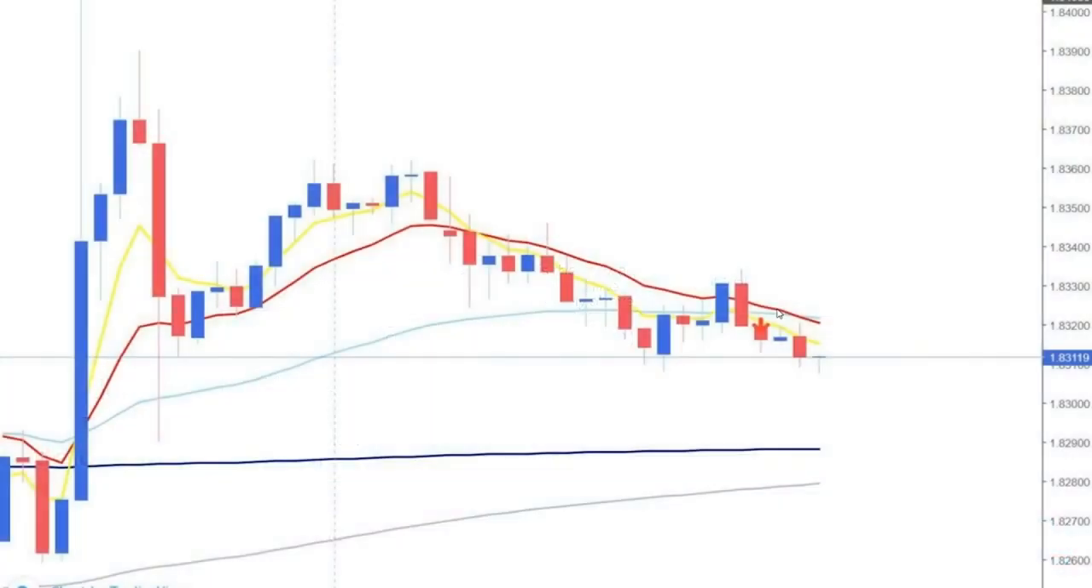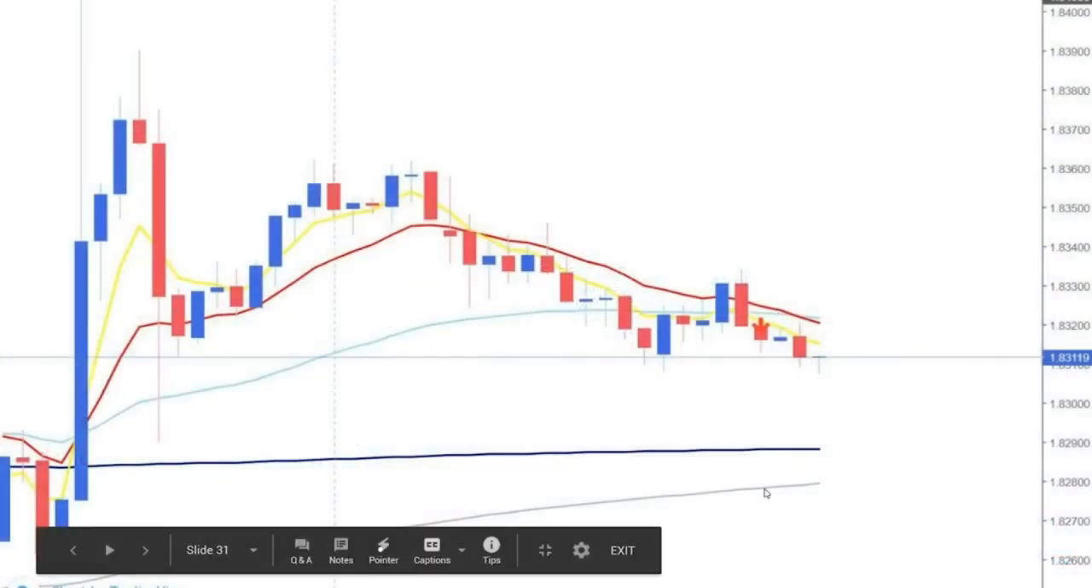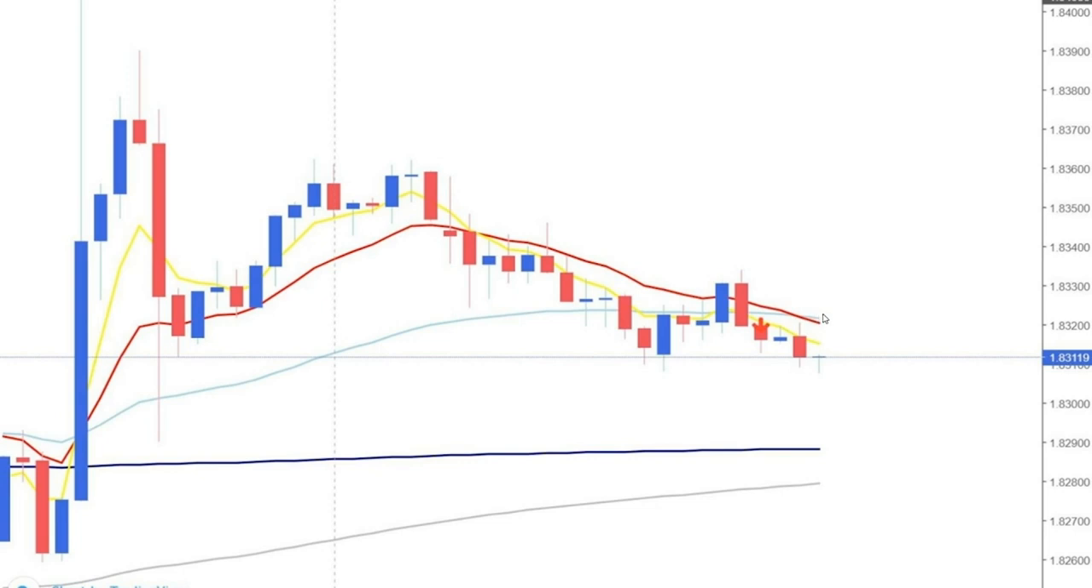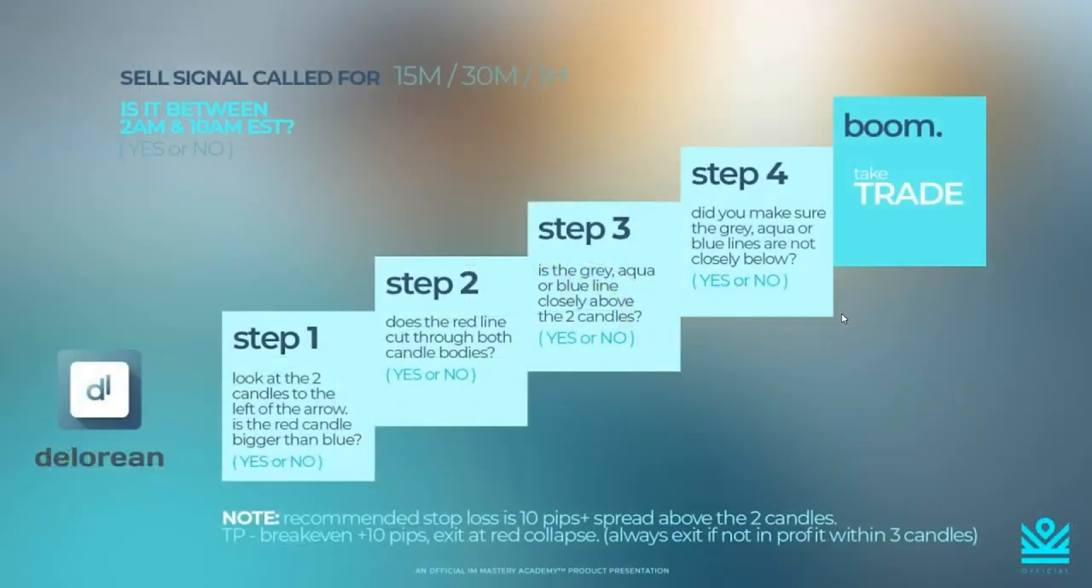So we go back and take a look. We notice at the bottom we have a gray. We notice right here we have a blue. We notice up here we have an aqua. What do we notice? Aqua is obviously cutting through both candle bodies. So in this case, we get a yes for step 3, and that enables us to move to step 4.